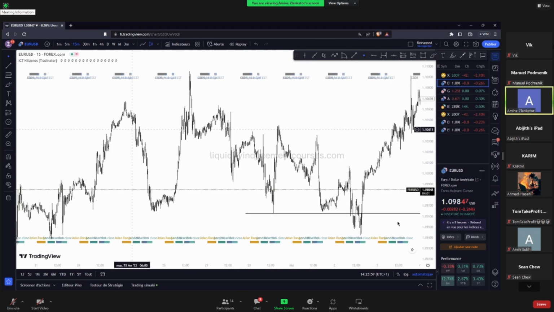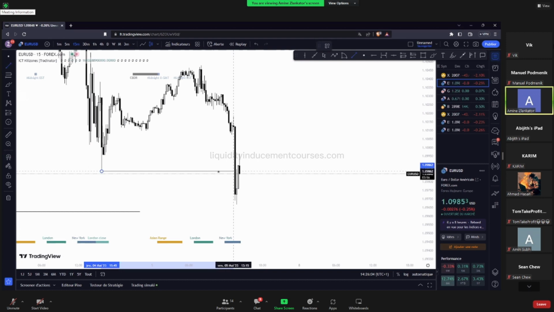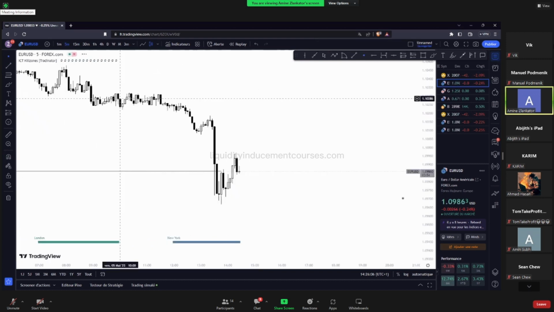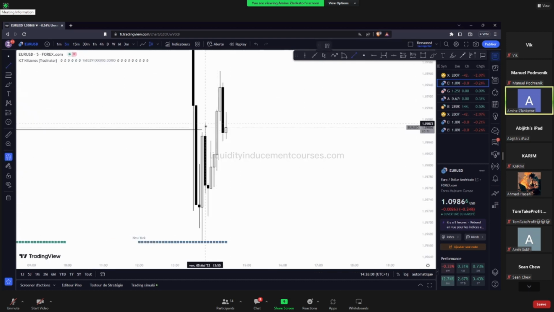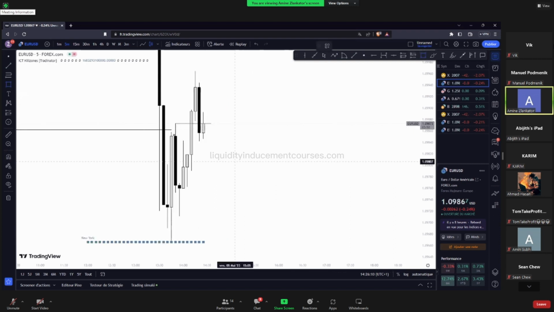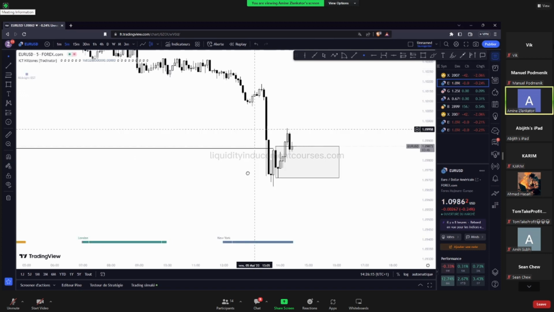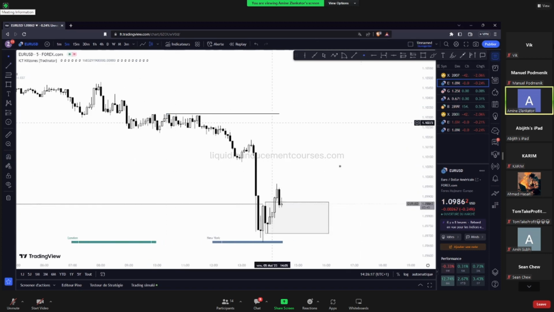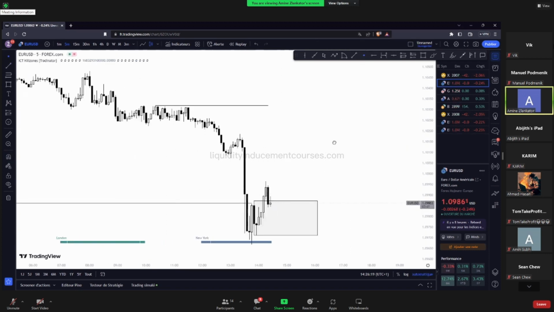Okay, so in here, what did we take? We took the previous daily low. We look at M5. We have an M5 right here, and then you take the whole range like this, and that would be your buy with a stop loss below, your take profit somewhere around here. Okay, and yeah, that's how.